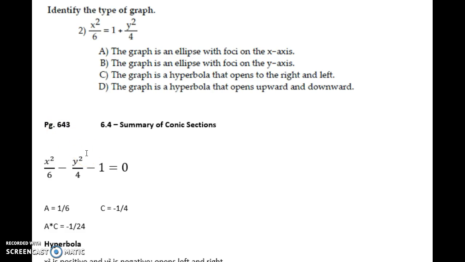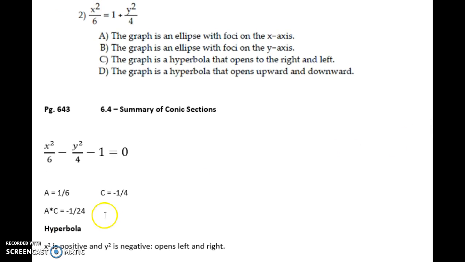So it's not a parabola because either a or c would have to equal 0. A is the number in front of x squared, which is 1/6 for this problem, and c is the number in front of y squared, which is negative 1/4. It's not a circle because a and c would have to be equal. It's not an ellipse because a times c would have to be positive. It's a hyperbola because a times c is negative. And also, since the x squared is positive, since a is positive, and y squared is negative, we know it opens left and right as opposed to up and down.